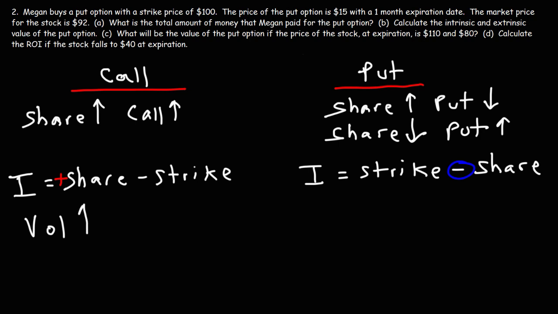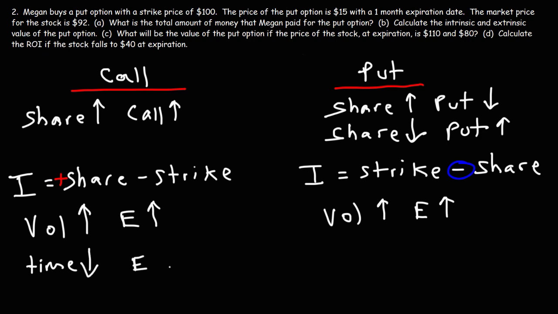Now, the effect of volatility on the price of the call option and the put option is the same. When volatility goes up, the extrinsic value of the call option and the put option both go up. And for time decay, it's the same. As the time to expiration decreases, that is, as time moves forward, the extrinsic value of both the call option and the put option goes down.